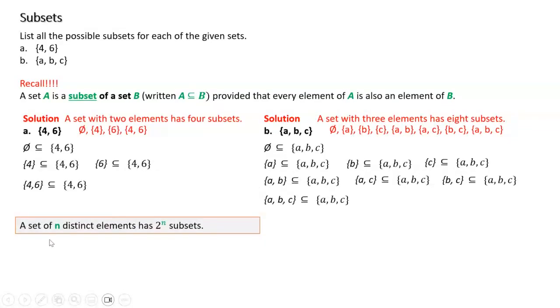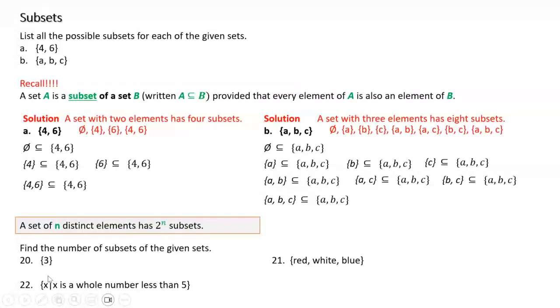And here's the formula. It says a set of n distinct elements has 2 to the power of n subsets. For example, right here, we have 2 elements, so 2 to the second power gives us 4. And in example B, we had 3 elements, so 2 to the third power gives us 8.